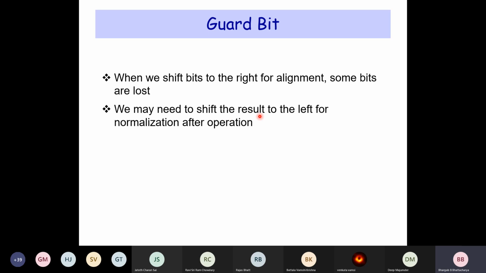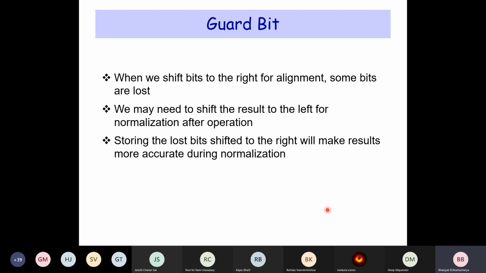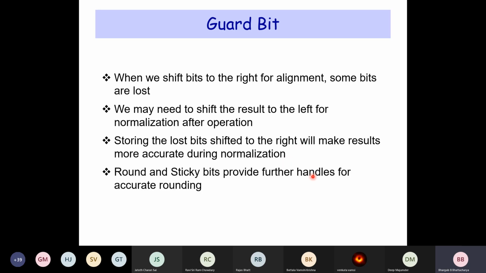And we may need to shift the result to the left after the operation, during normalization. If we had the information of whatever bits have been shifted out, we could have made our operation more accurate. That's why this guard bit, one extra bit, is kept here. Storing the last bit shifted to the right would make the results more accurate during normalization. And that is the purpose.